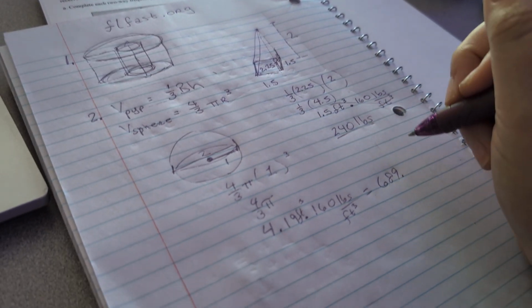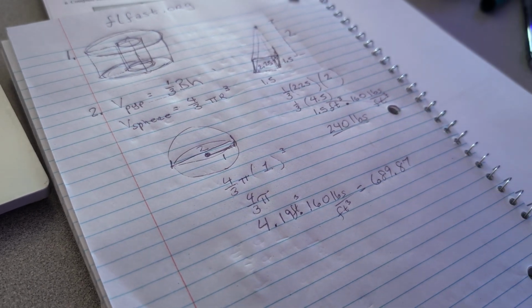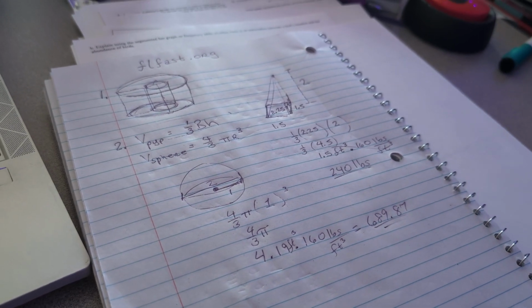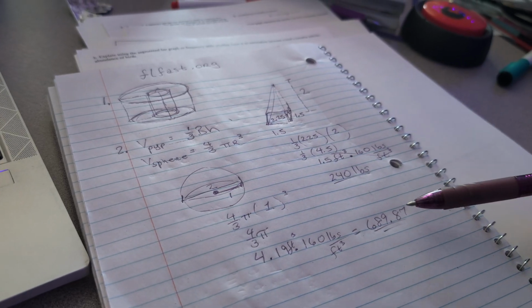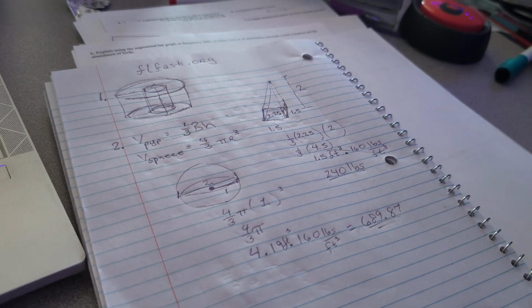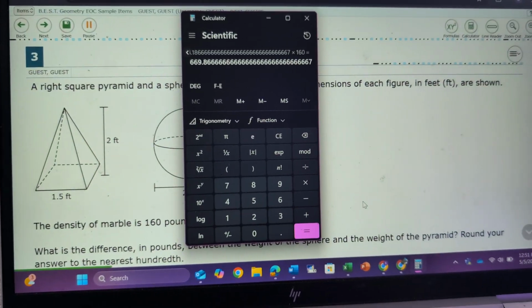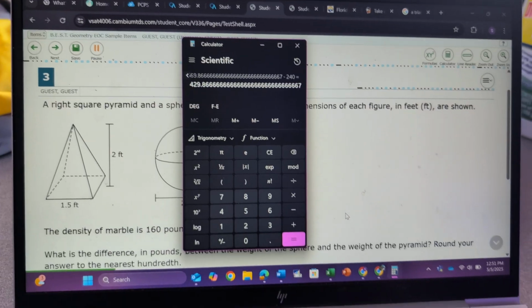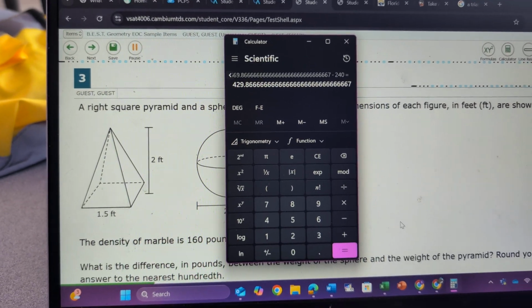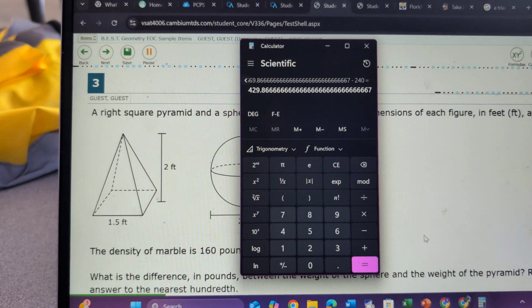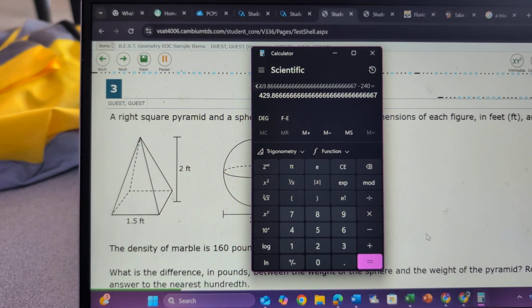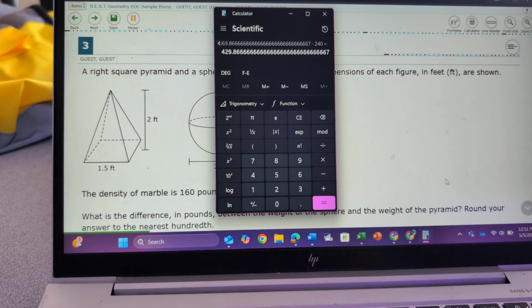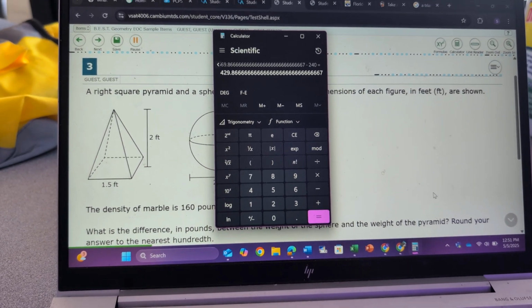Sorry for the quality on some of this, and we want the difference between them. So we are going to take this minus that, and I already have this in there, so I'm going to say minus 240, and we come out to 429.9. I kind of wonder if we used, oh, it does say to the nearest hundredth, my bad.